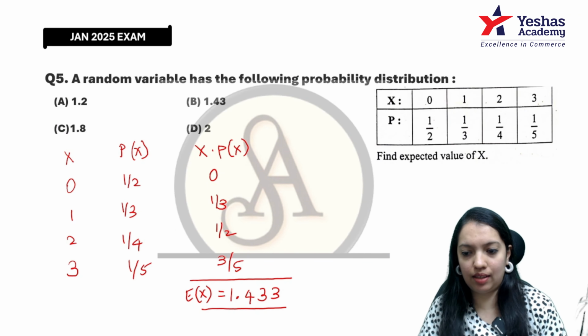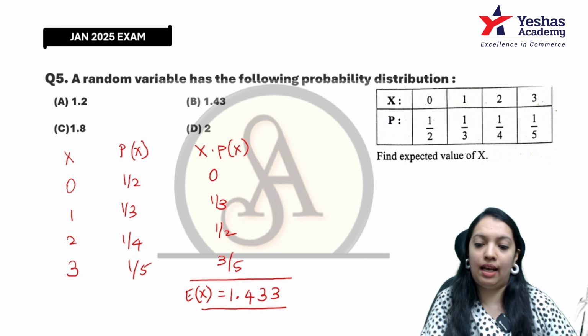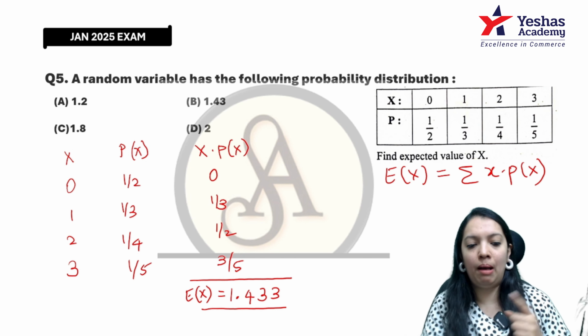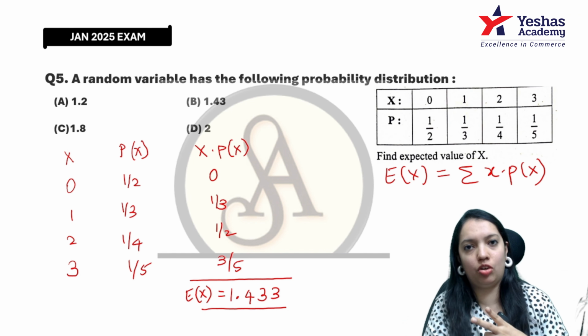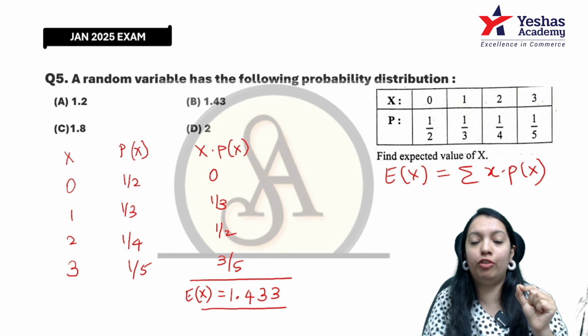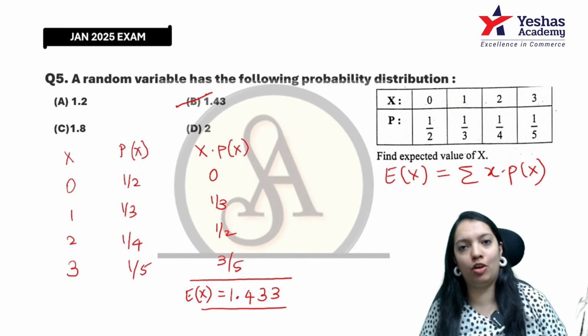Next question is about calculation of expected value of x and expectation of x is given by the formula summation x into P of x. You have to create another column multiplying x value with P of x column. You can take the calculator, add up all these values. The sum 1.433 is the solution for expected value.